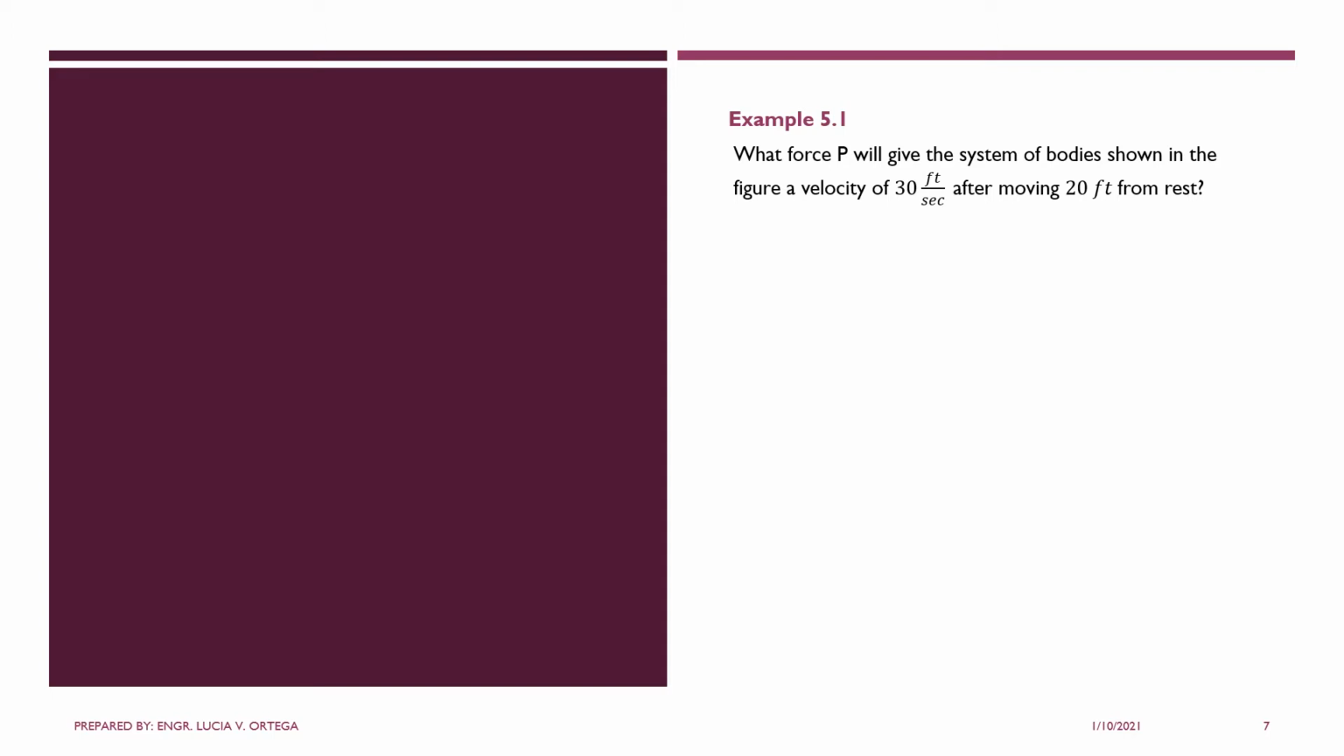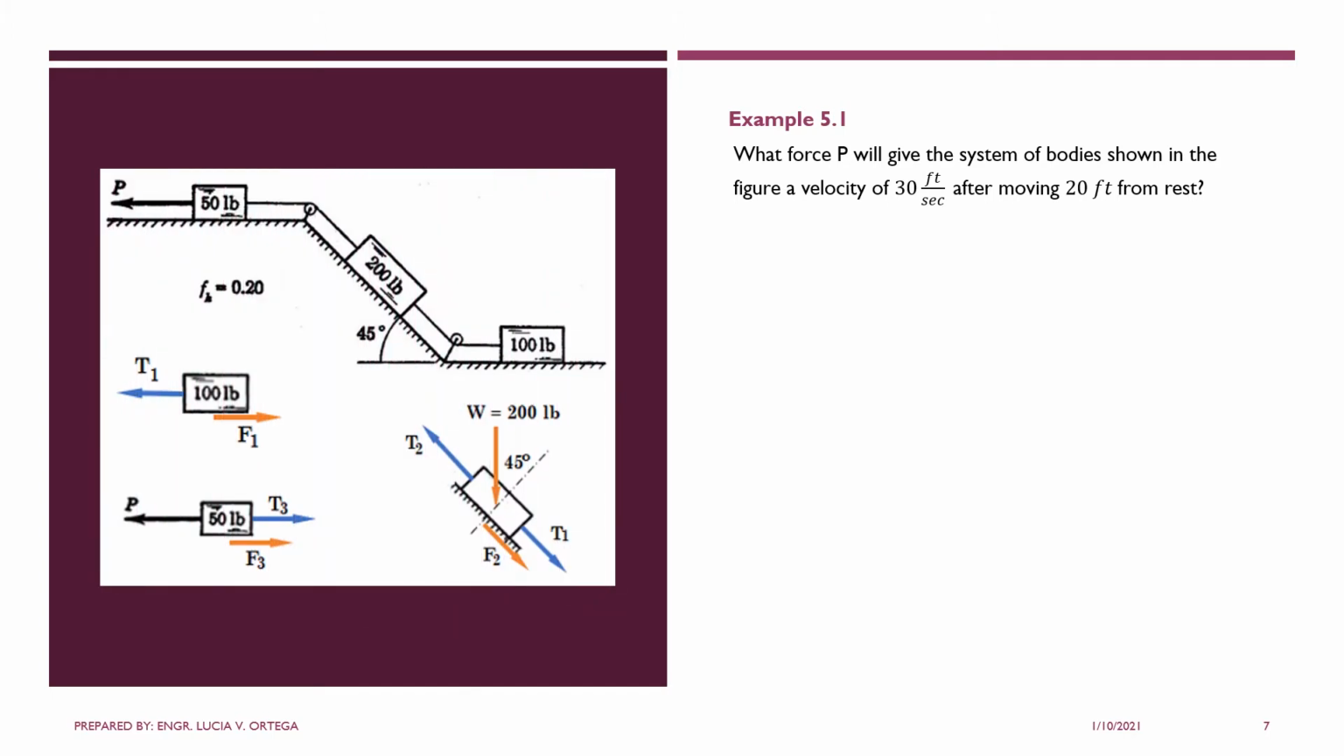Let's have here sample problem 1. What force P will give the system of bodies shown in the figure a velocity of 30 feet per second after moving 20 feet from rest? So this is the diagram. We have here a 100-pound block. Then a cord is attached to it, passing through a frictionless pulley. Then at this point there is 200 pounds. And then another cord passing through a frictionless pulley attached to a 50-pound block. And then this is the applied force P.